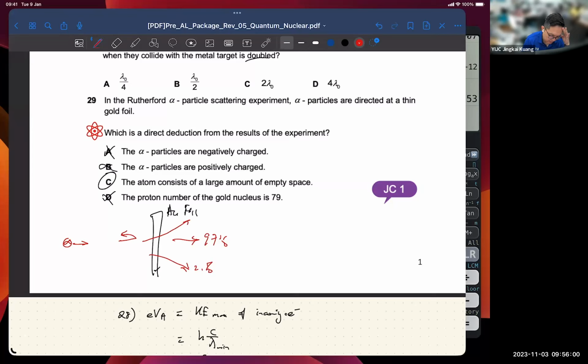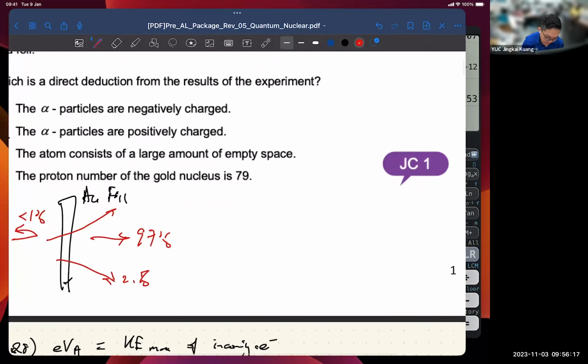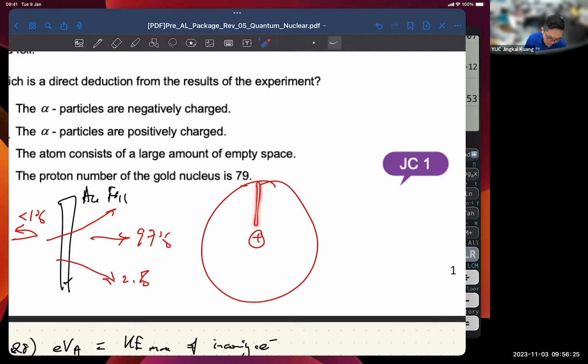So this is less than 1%. Since most of your alpha particles will go straight through, this tells you that your atoms are essentially mostly empty space. If you zoom in, this is the nucleus, and then you have your electrons at the side like that. Most of it here is all empty space, so your alpha particles have a lot of room to go through.